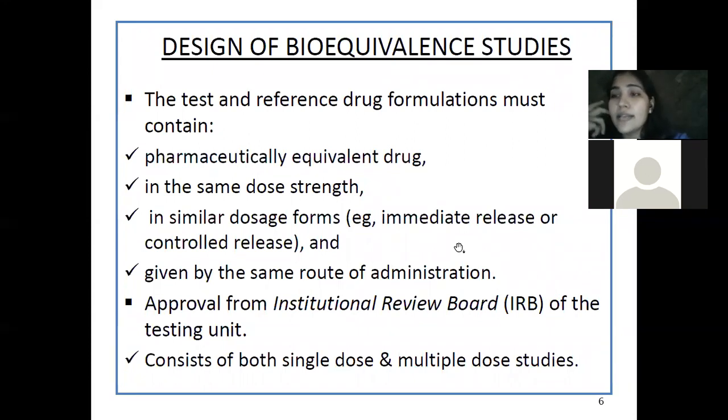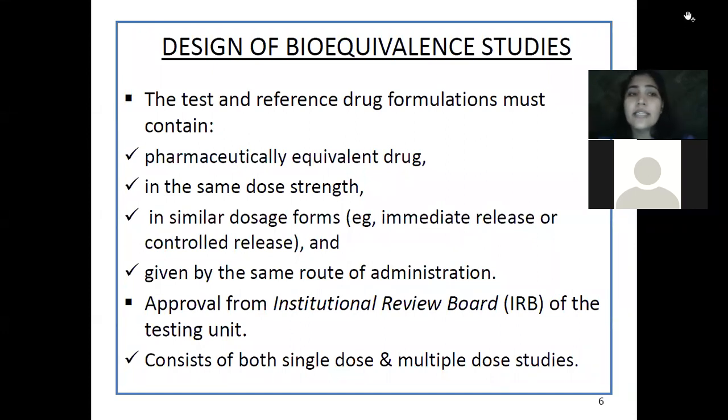So what designs can we have in bioequivalence studies? Designs of the bioequivalence studies are not going to be different than that of the clinical study designs and types that we have studied. They are going to be the same. Okay. But what are the preferred types of design that are used in bioequivalence study?